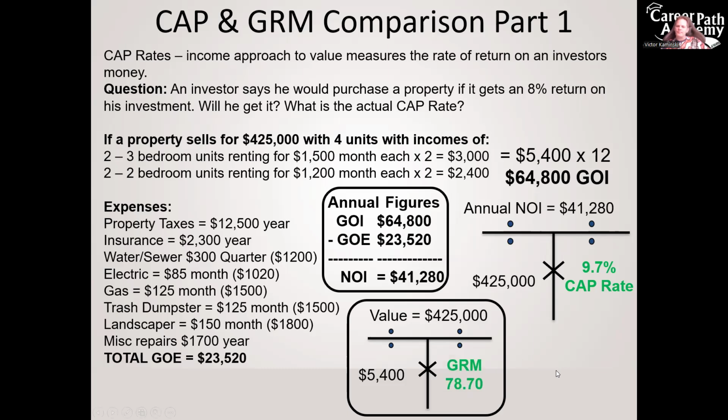78.7. There you go. See, be confident in it, but you just gotta know those numbers, what goes into the T formula. And then it becomes easier and easier the more you do it.